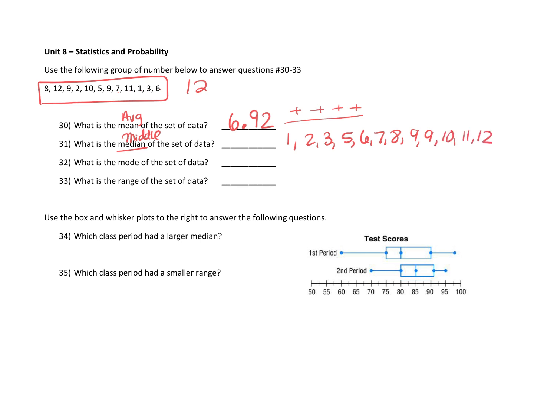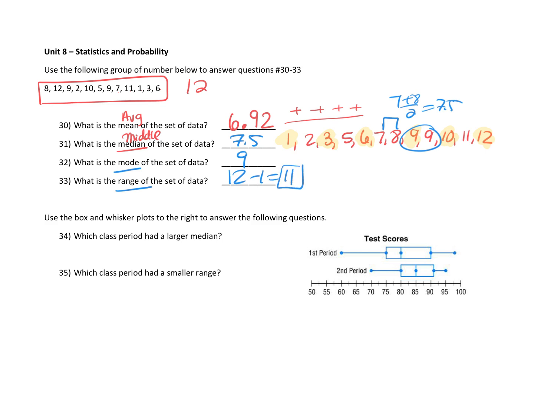And so if I were to find the middle, it's going to be between 7 and 8, so 7 plus 8 divided by 2 is going to be 7.5, so that's my median. The mode is the number that shows up the most, that's going to be 9, and the range is the max minus the min, so it's going to be 11.